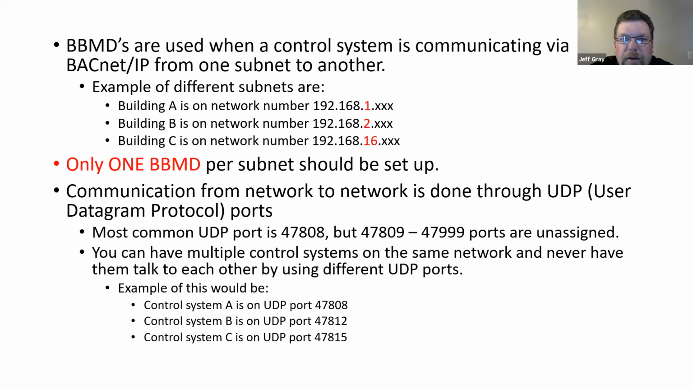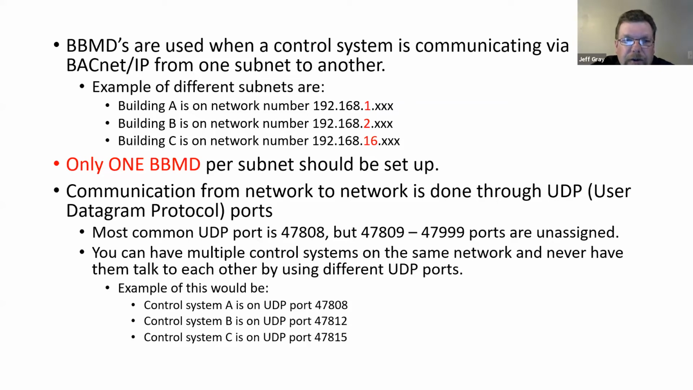BBMDs are used when a control system is communicating via BACnet IP from one subnet to another. So an example of different subnets are different networks. It kind of threw me off when I talked to an IT guy and he'd tell me different subnets, because to me, when I was learning networking, subnets meant the subnet mask, that 255.255.255.0. Well, when you're talking to a network IT guy and he's mentioning different subnets, he's talking about the networks themselves.